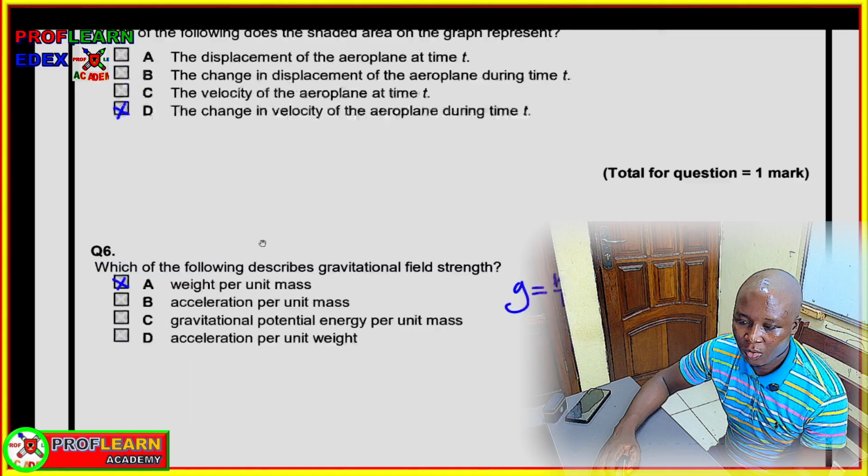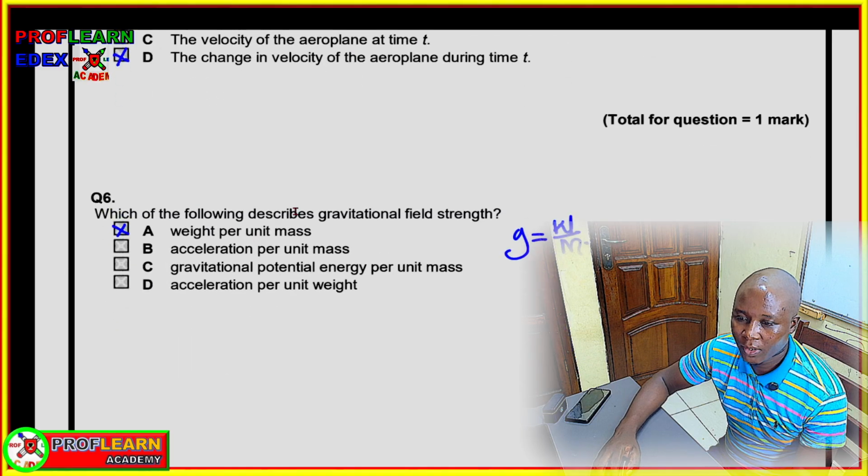not at, during. Which of the following describes gravitational field strength? Remember, weight is equal to mass times gravity, and gravitational field strength is therefore weight over mass, which means weight per unit mass.